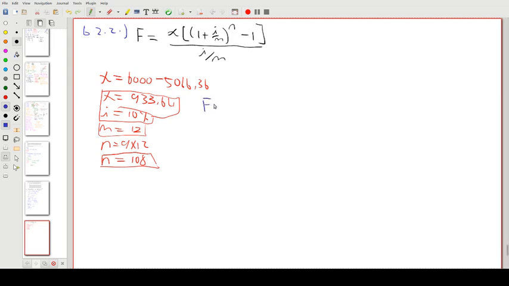Okay, F equals X, which is 933.64, times 1 plus i, the interest rate is 10%, which is 0.1, over 12 monthly, to the power n. We said that's 108 compounding periods, minus 1. Sorry for the ugliness of the writing. And that's all divided by 0.1 over 12.